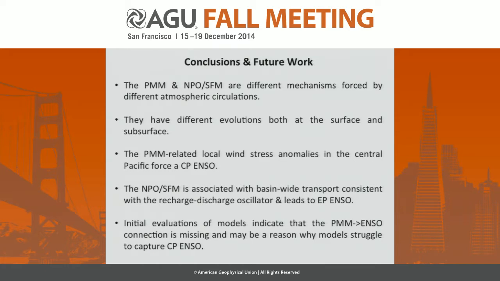How strong are these precursors if you did a simple correlation between the precursor and, say, Nino 3.4? How strong would it be, and over what lag?